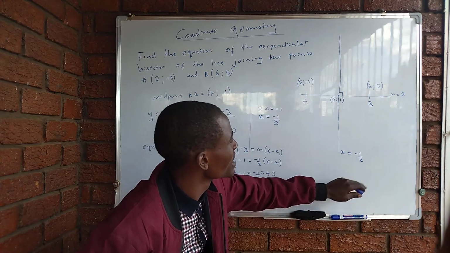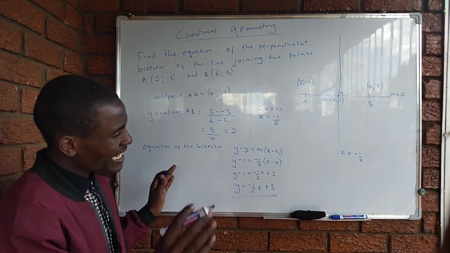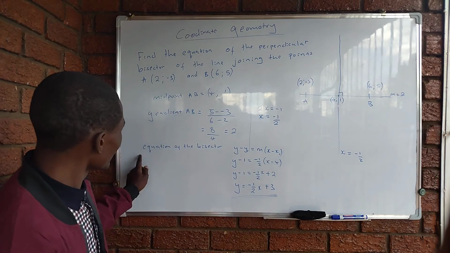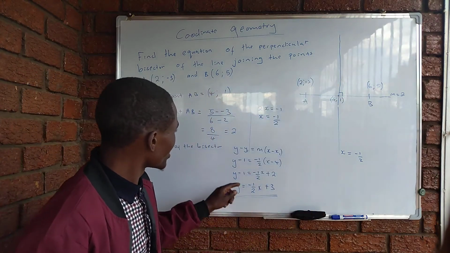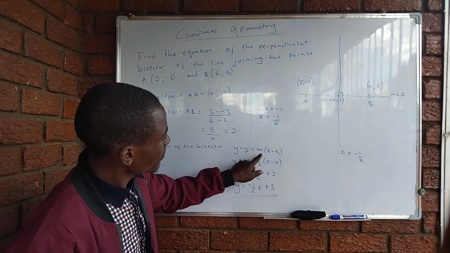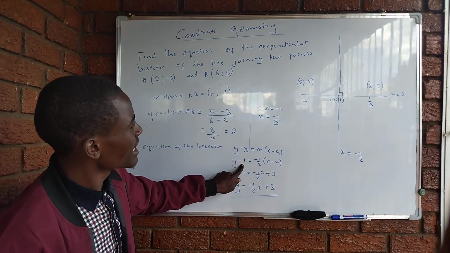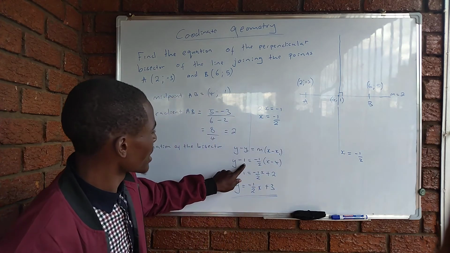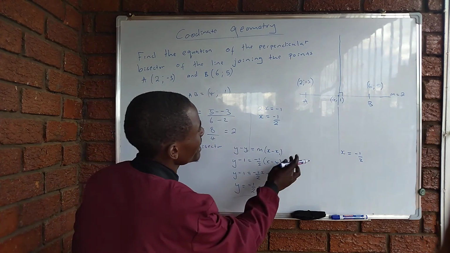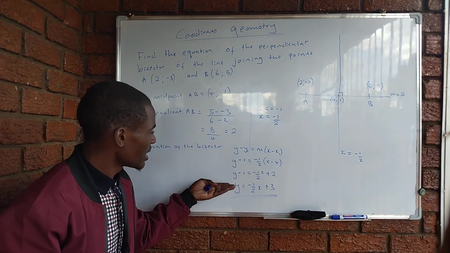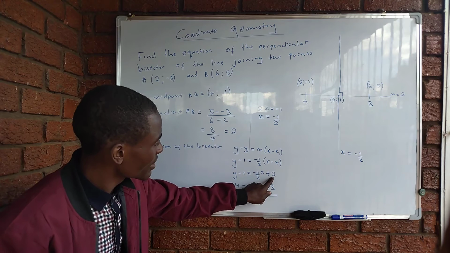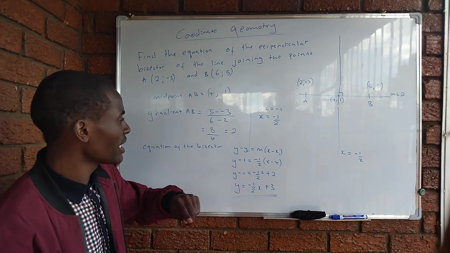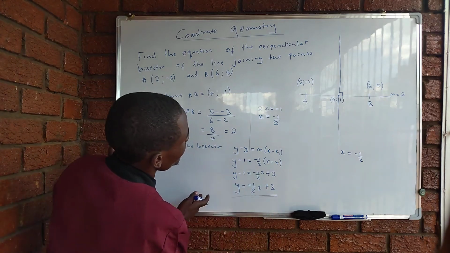So now we know the gradient and one point. In a straight line, if you know one point and the gradient, you can find the equation. So the equation of the line is y minus y1 is equal to m times (x minus x1). So y minus 1 is equal to -1/2 (x minus 4). Then you expand: y minus 1 is equal to -1/2 x plus 2. Then plus 1 gives 3. So y is equal to -1/2 x plus 3. This is the equation of the perpendicular bisector.